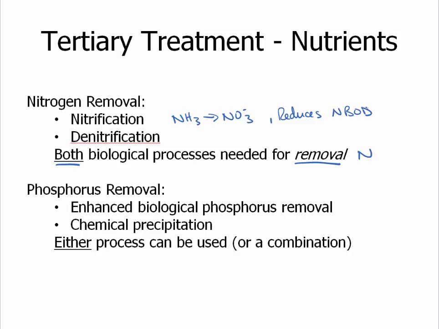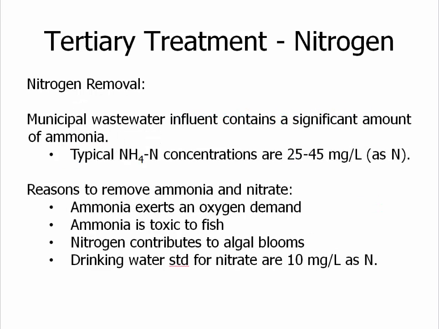For phosphorus removal, a plant can either perform enhanced biological phosphorus removal, which is given an acronym EBPR, or they could choose to perform chemical precipitation. Either of these processes can be used, or a combination of both could be used to reach ultra-low discharge limits of phosphorus. We'll discuss the nitrogen removal first.